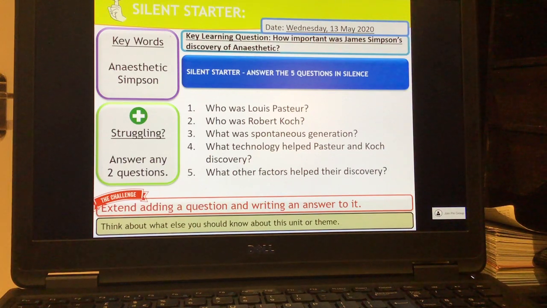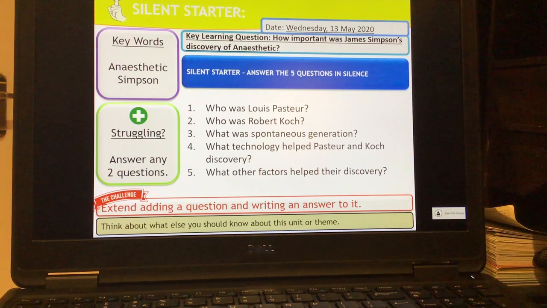Four, technology that helped both was obviously the high-powered resolution of the microscopes. So times 1,000 microscopes. For Koch, you could probably say the use of specific petri dishes, agar jelly, and staining and dye to stain would be points on around technology that you could use for him.